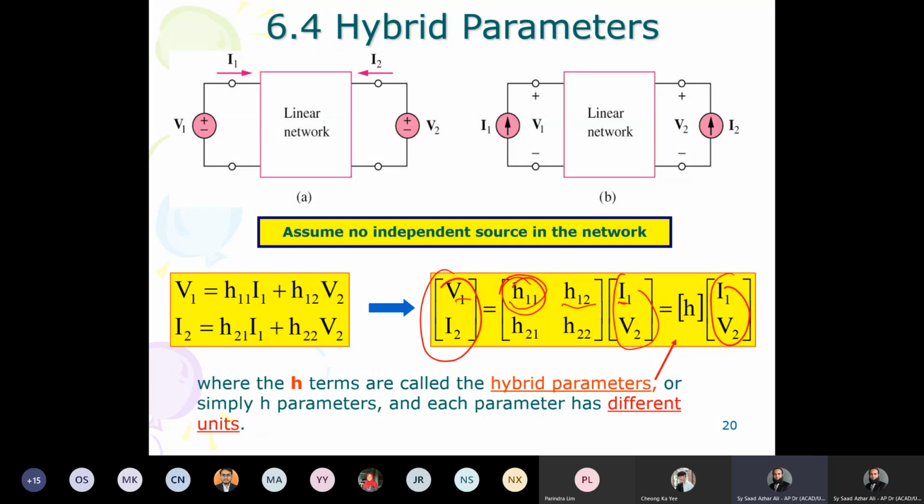But now this is not impedance. This could be anything. It could have a unit, it could not have a unit, it has a different unit. For example, H21: can someone tell me what the units of H21 are? What are the units for H21? No unit. Yes, very good.